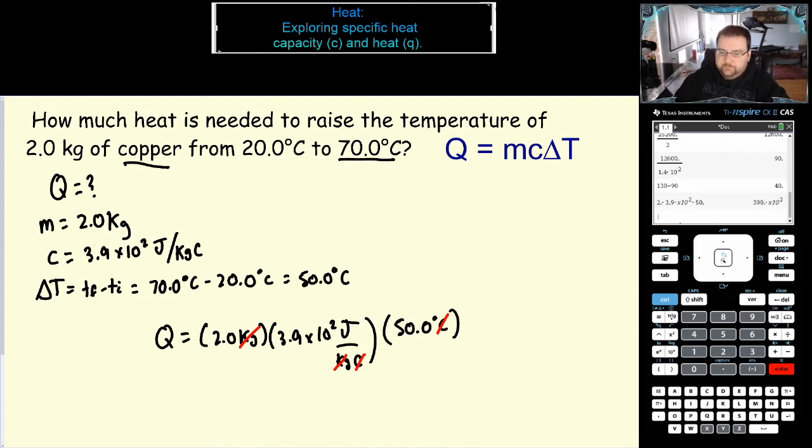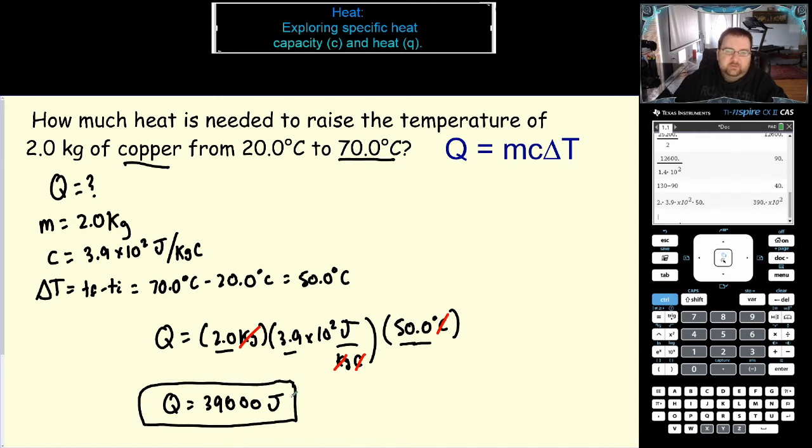And that is going to be 390 times 10 to the 2. Let's be careful. First, let's write that out. So 390 times 10 to the 2 is 39,000. Okay, let's be careful of our significant digits here. How many digits do we want? 2, 2, and 3. So we only want 2 significant digits, which our answer has, and it should be in joules. So our final answer is 39,000 joules.